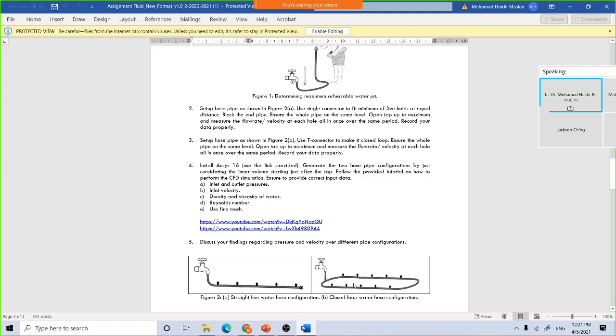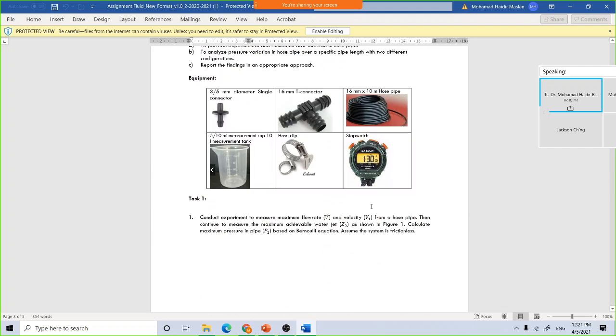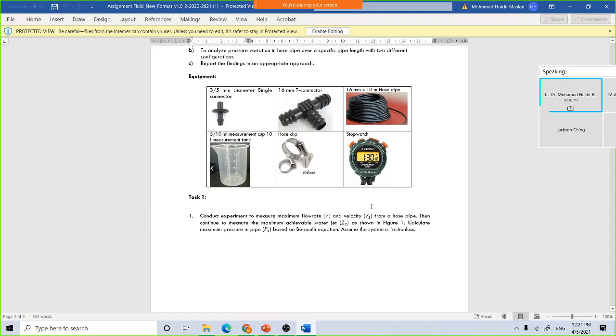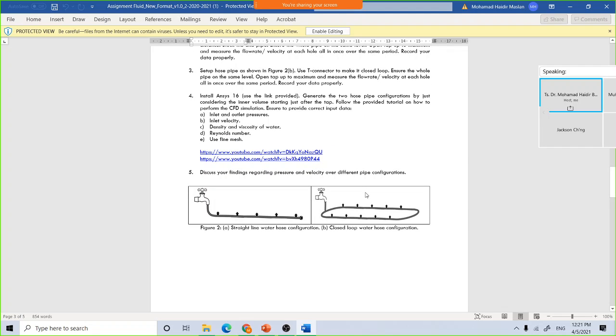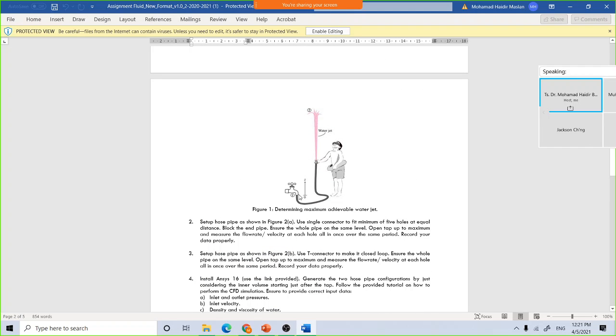Then compare the flow rate from the hose from the outlet here. Compare the velocity at each point. To do the analysis, you need to know the pressure at your house, meaning the pressure from the pipeline in your house. So what you need to do is get the pressure at the pipeline.